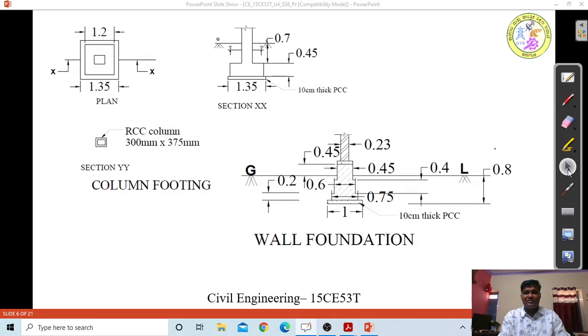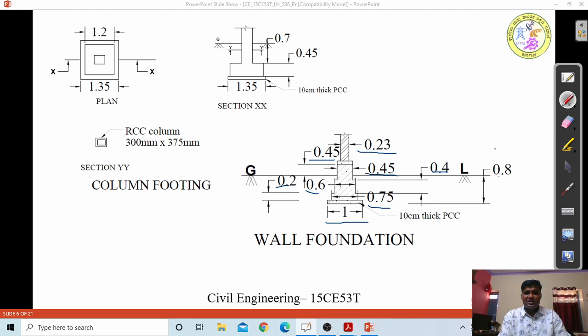Coming to the wall, the width of the PCC for masonry is 1 meter, and above this PCC there are 1, 2 and 3 steps of masonry. The first step width is 0.75 meter, depth is 0.2 meter. Second step width is 0.6 meter, depth is 0.4 meter. Third step width is 0.45 meter and depth is 0.45 meter. There are 3 steps. Above this there is the DPC, and the burnt brick masonry wall is constructed.